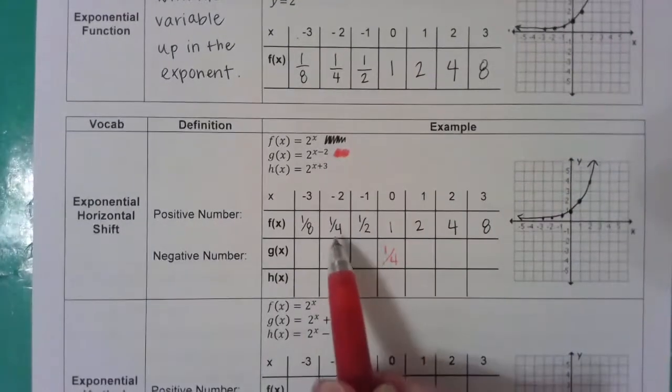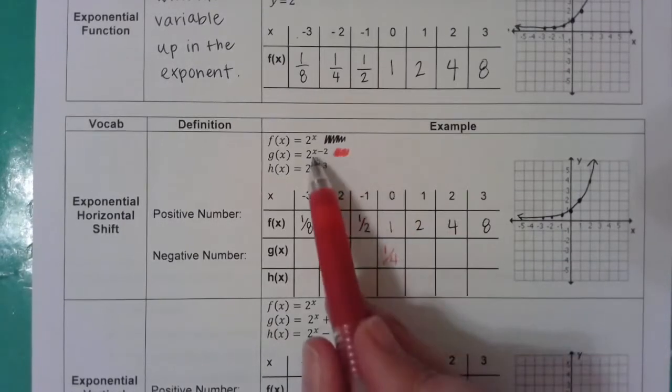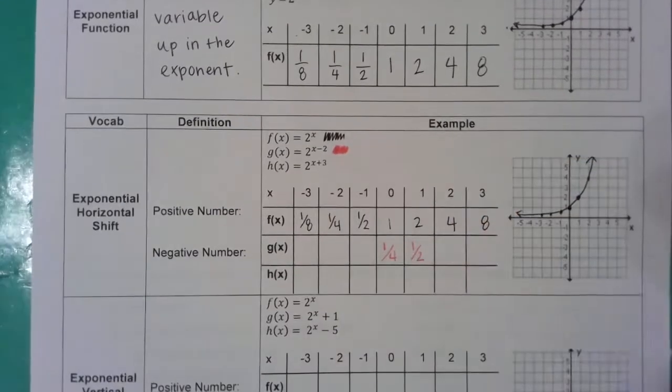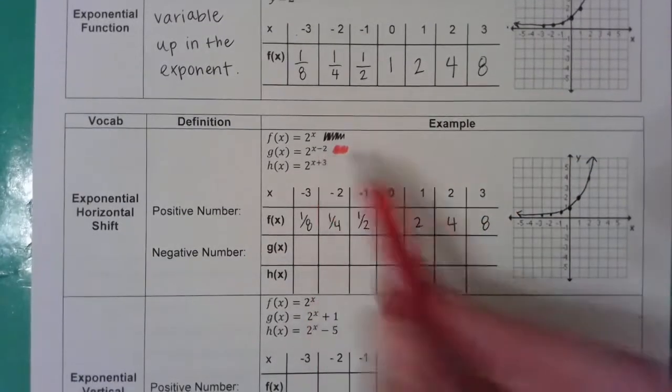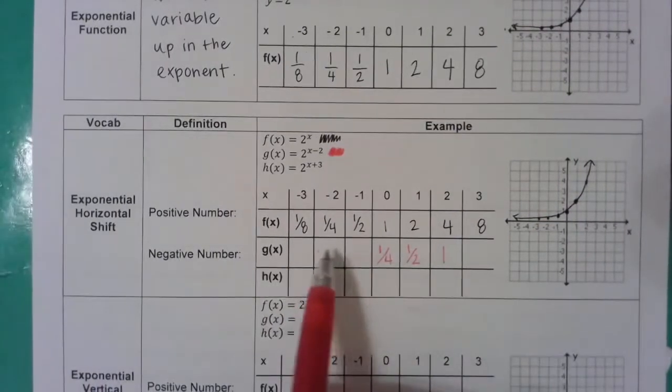So I got the same answer as I did for that one, but it's in a different spot. When I plug in a 1 exponent, 1 take away 2 is -1, and then 2 to the -1 power is 1/2. When I plug in a 2 exponent, 2 minus 2 is 0, and any number raised to the power of 0 equals 1.